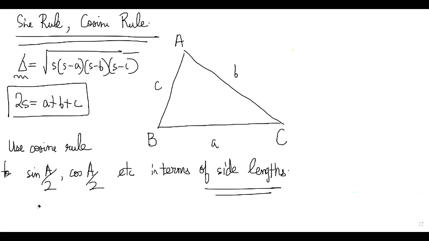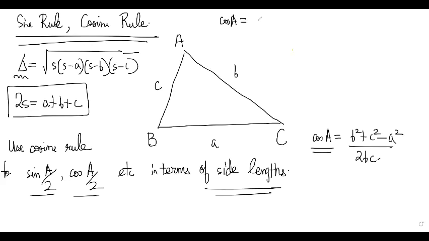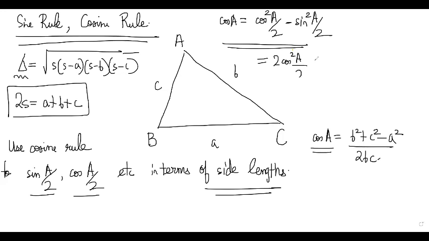Anyway, now sin A by 2, cos A by 2, I want to derive, right? So I know the cosine rule: cos A is equal to (b square plus c square minus a square) by 2bc. There is a basic identity in trigonometry: cos A is equal to cos square A by 2 minus sine square A by 2. We'll use this to derive it. So cos A is equal to 2 cos square A by 2 minus 1.